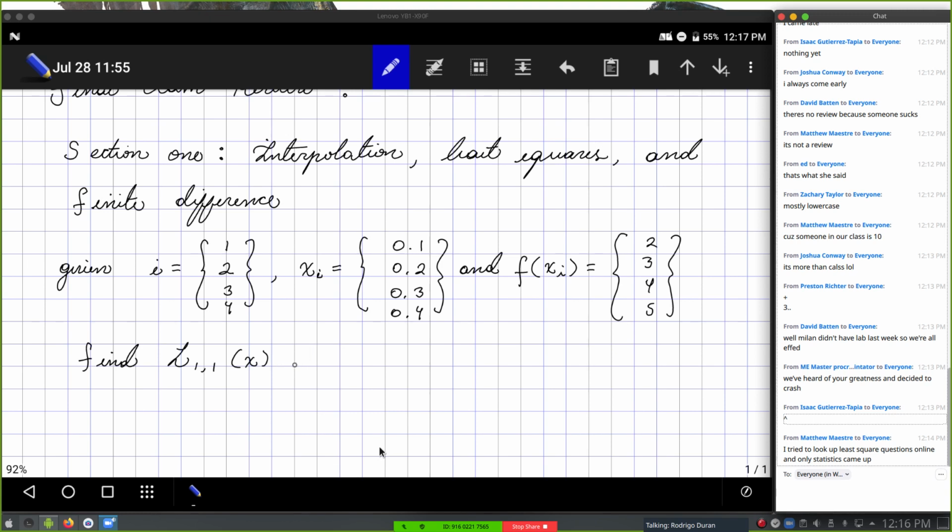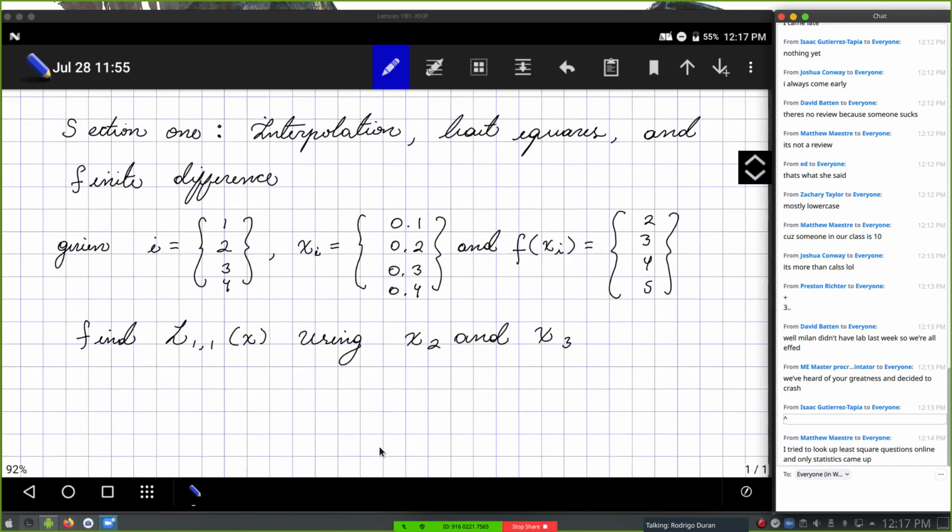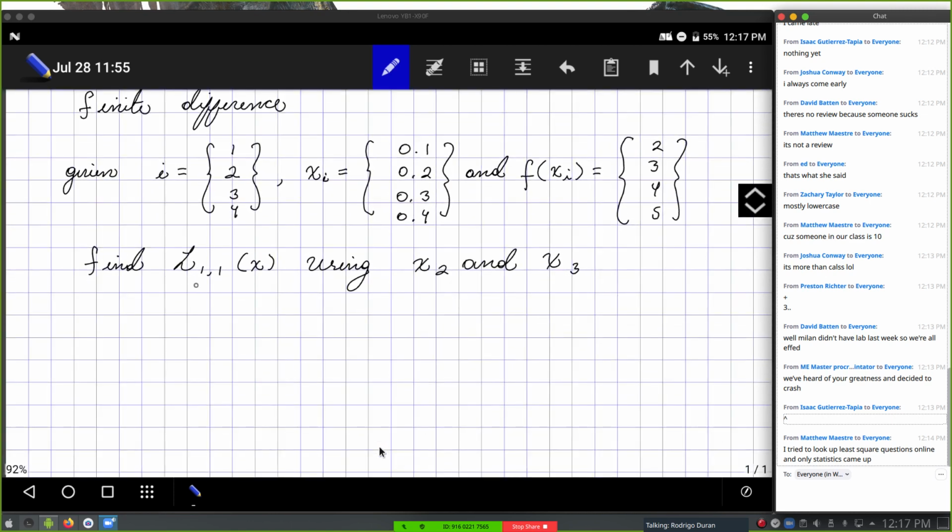The thing to keep in mind is that they will often say something like, find the Lagrange interpolator of 1, and use x2 and x3. So these are the data points that they want you to use. And as you should remember from lecture, the number of data points that you need depends on the degree of your polynomial, what type of polynomial you're trying to fit.